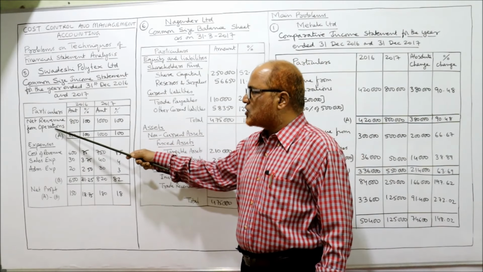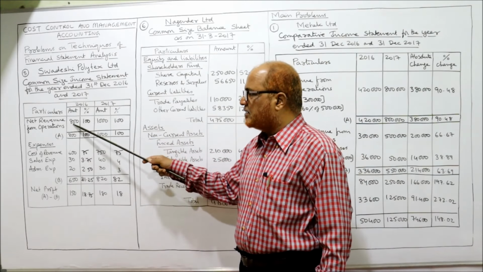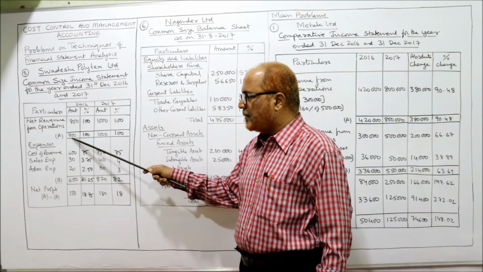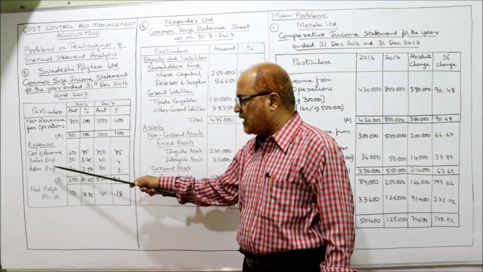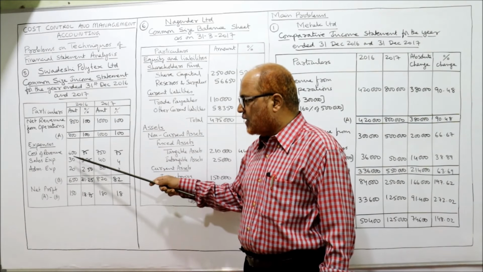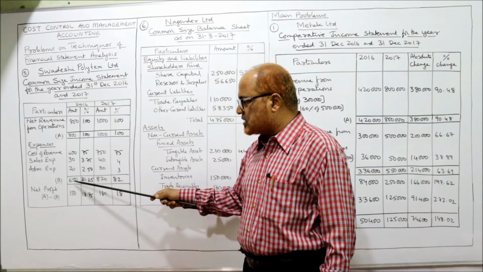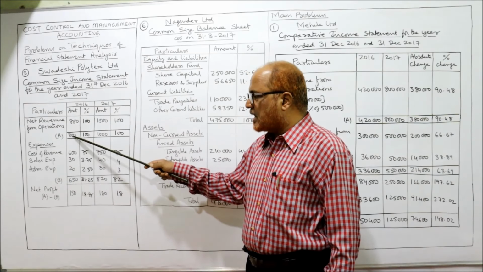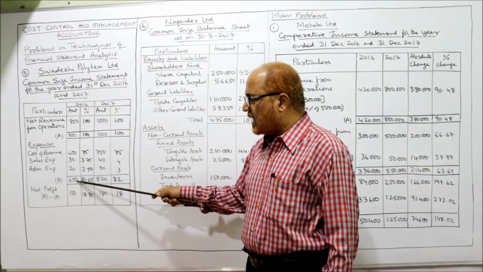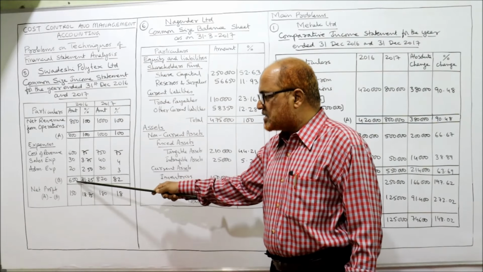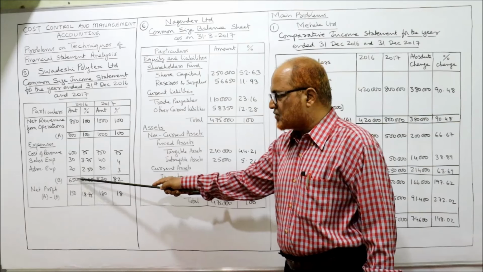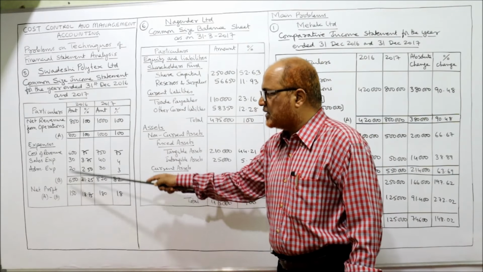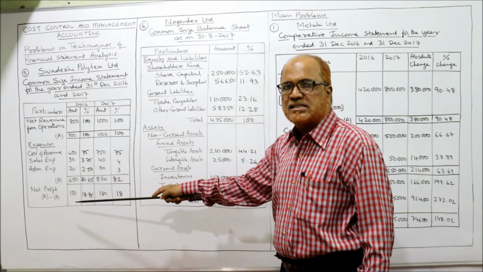So revenue from operations 2016, it is given 800. So 800 is A. Expenses are cost of revenue 600, sales expense 30 and administration expense 20. So 600 plus 30 plus 20 is 650. So A is the revenue and B is the expenses. Revenue minus expenses, we will get the net profit. So 800 minus 650, 150 is the net profit. This is the last year, 2016.